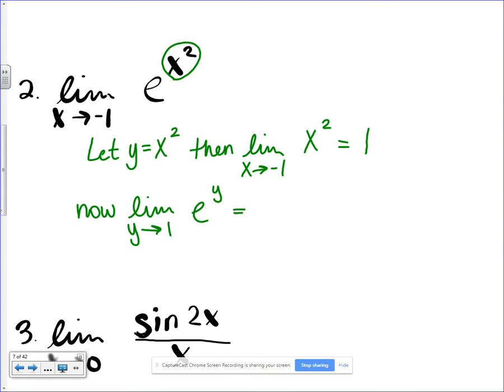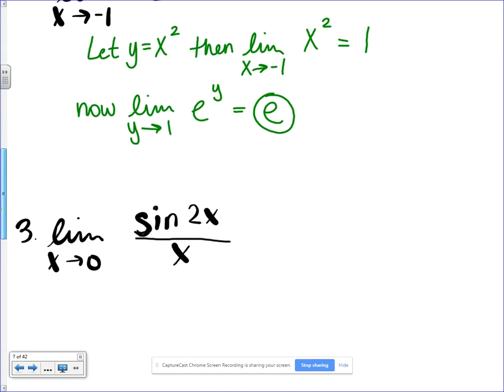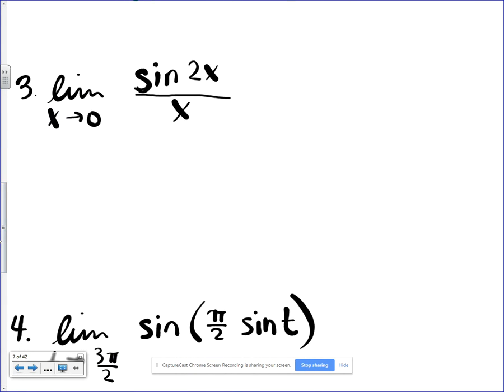Well, wouldn't that just be e to the first? Yes? E is a big old long base, isn't it? So we're just going to leave it as e. Okay, that would be the exact answer. Questions? Okay, so those first two, you could have totally done without substitution. But the next one I'm going to show you requires you to do substitution.